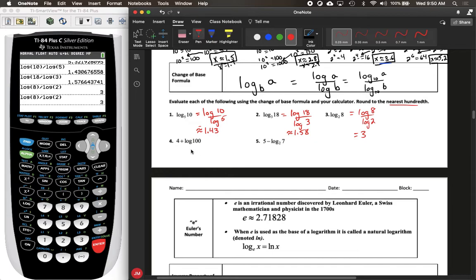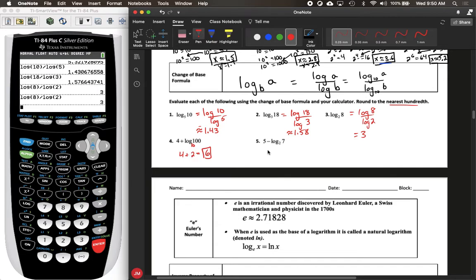So we could probably use that on number 4 as well. 4 plus log of 100. Remember that this is log base 10. 10 to what power is 100? That's just the number 2. And 4 plus 2 is 6. Or if you weren't sure, just type it into your calculator.